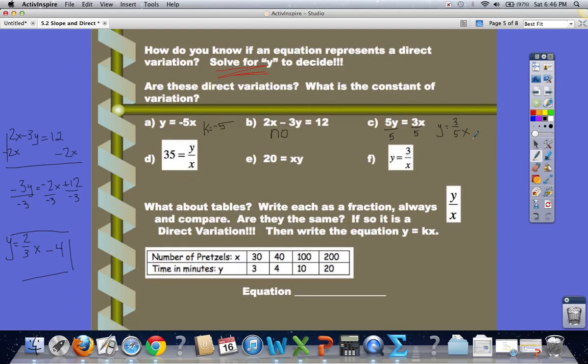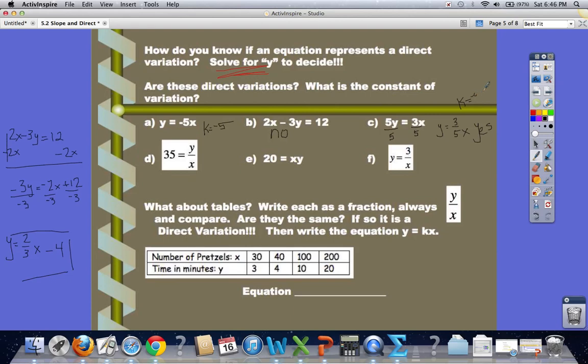Right? Now, is that a direct variation? Well, it's in the form y equals kx. There's nothing else with it. If I graphed it, this would go through the origin. So this is a yes. And my k would be 3 over 5.